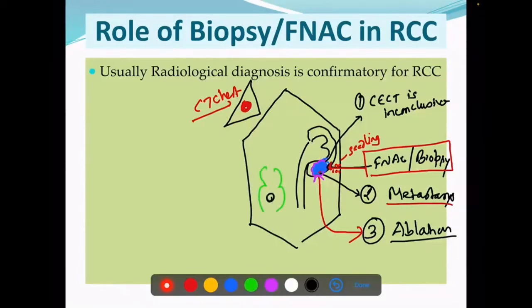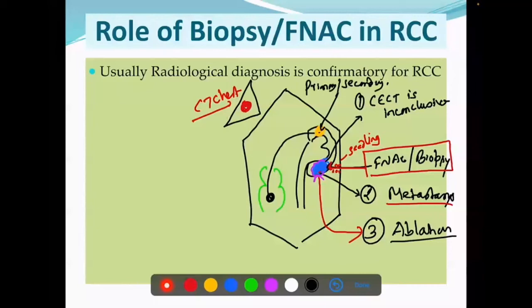A colon cancer has gone to the kidney, causing secondary cancer. If you're confused that this could be a secondary cancer because you have seen some mass in another organ as well, so if you think this is a case of secondary cancer, not a primary RCC, in that case also you can do a biopsy. If you want to differentiate whether it is primary or secondary, then you can do a biopsy.